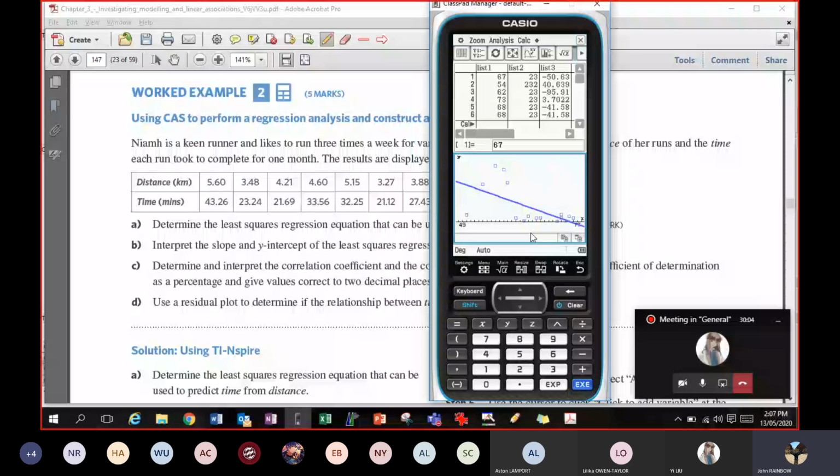So now you're just going to go, you're going to do a sketch of a, no, that's not what I want to do. I want to do a calc, regression, lin reg.